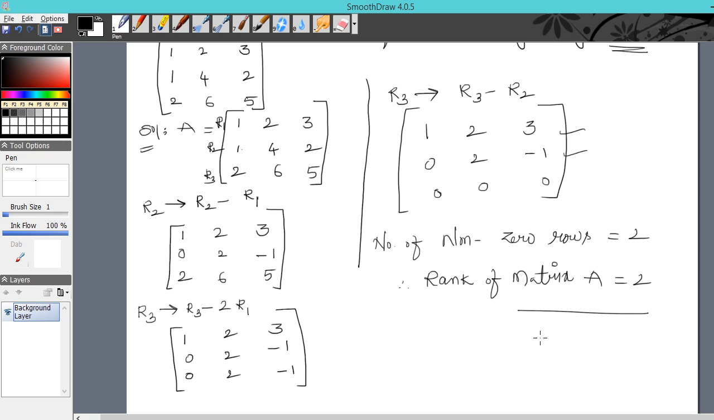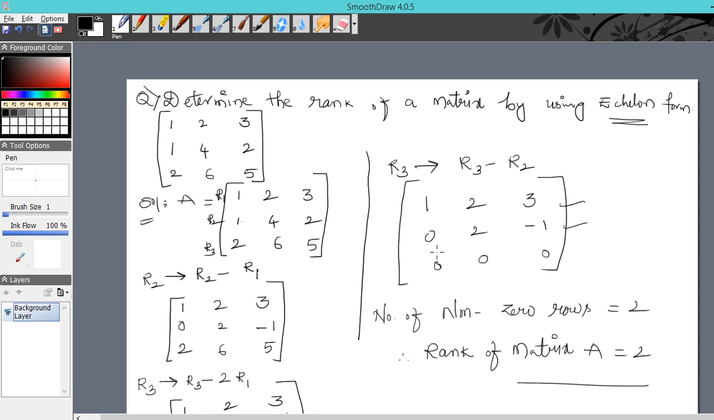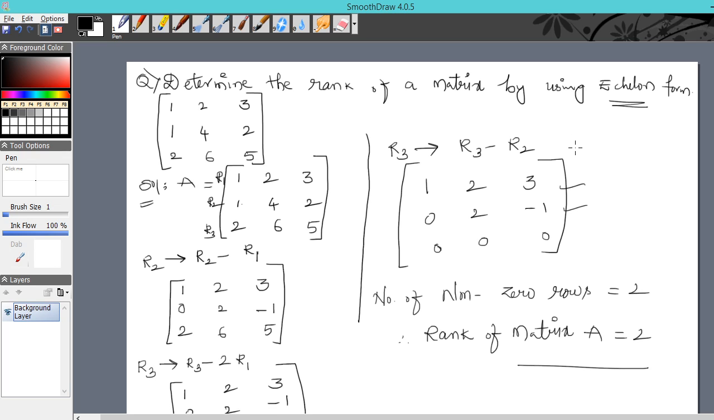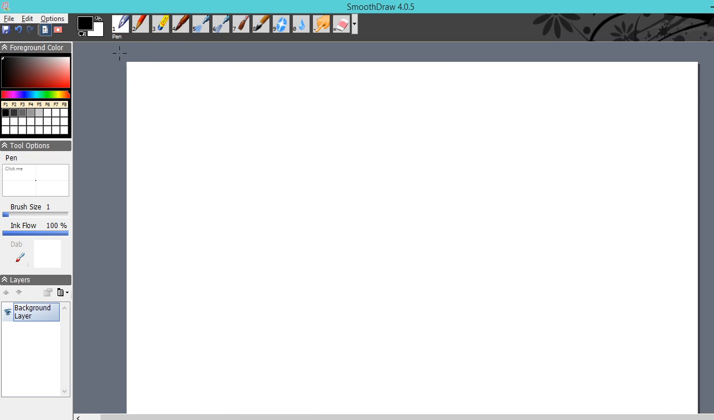Thus we can solve a problem by using echelon form. Next, let us solve one more problem. It is a 4 by 4 matrix. Here we had a 3 by 3 matrix, and I didn't explain a 4 by 4 matrix, so I will explain 4 by 4. Same problem: find the rank of a matrix by using echelon form.